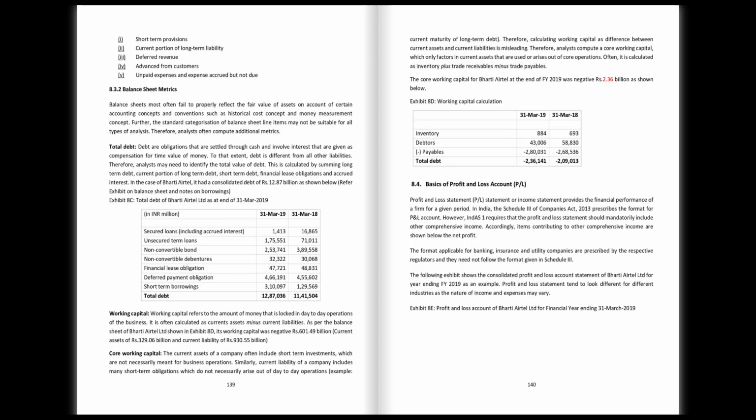Total debt. Debts are obligations that are settled through cash and involve interest that is given as compensation for the time value of money. To that extent, debt is different from all other liabilities. Therefore, analysts may need to identify the total value of debt. This is calculated by summing long-term debt, current portion of long-term debt, short-term debt, financial lease obligations, and accrued interest. In the case of Bharti Airtel, it had a consolidated debt of 12.87 billion rupees as shown below. Refer to the exhibit on the balance sheet and notes on borrowings.